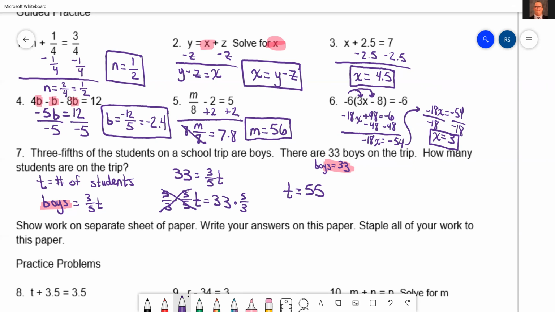So how many students were on the trip? 55 students. There's our answer. Okay, so that's the guided practice.